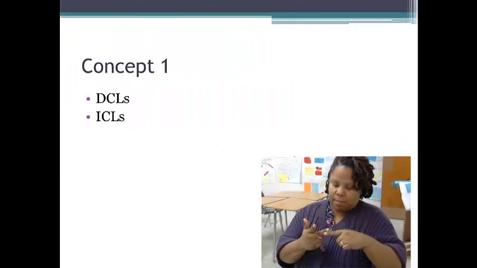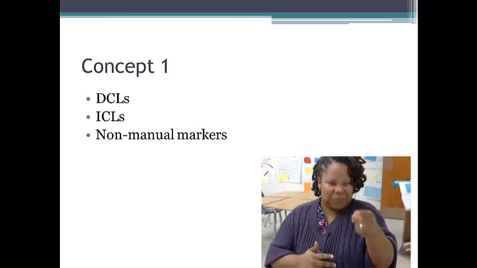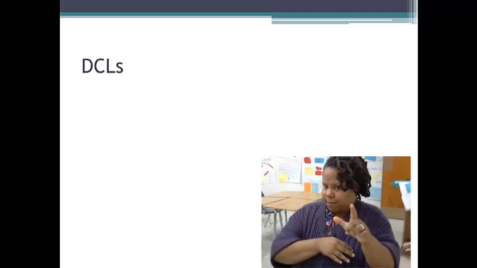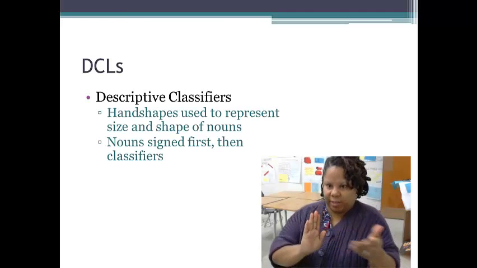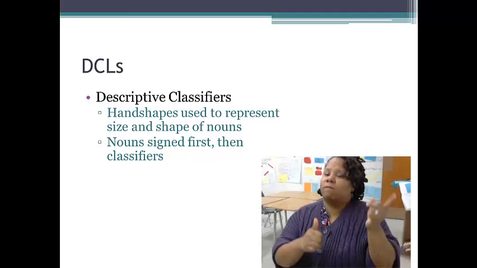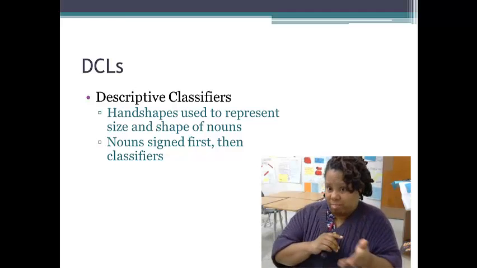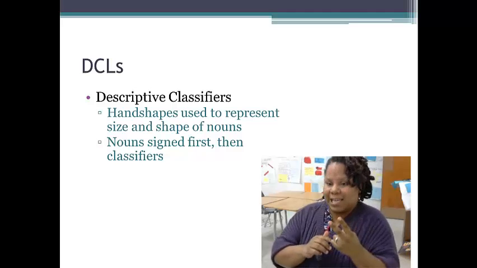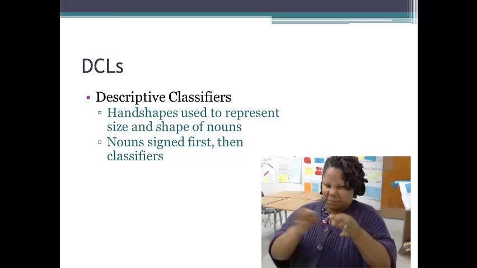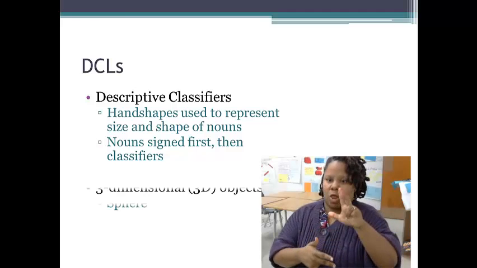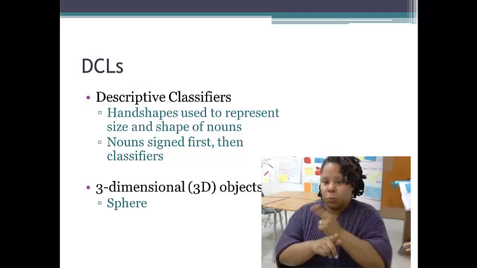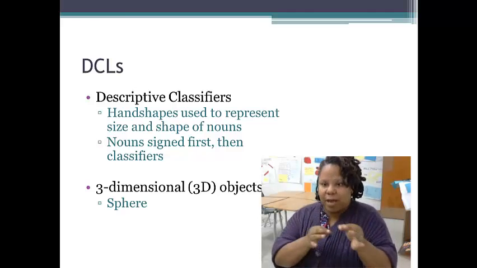As we know, we've covered DCLs in the past, and you know that they're descriptive classifiers used to show an object or a noun size or shape. As we remember from classifiers, before you use a classifier, you should always use a sign to explain what the classifier is. Then you would use the classifier DCL. We're going to take this a little bit further and focus on three-dimensional objects as well as using descriptive classifiers, DCLs, to describe designs and specificity.